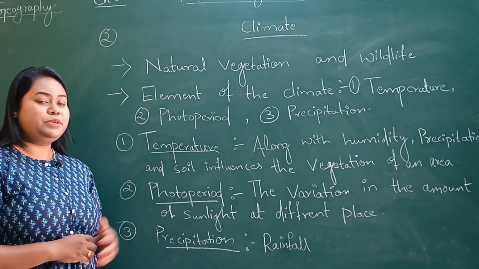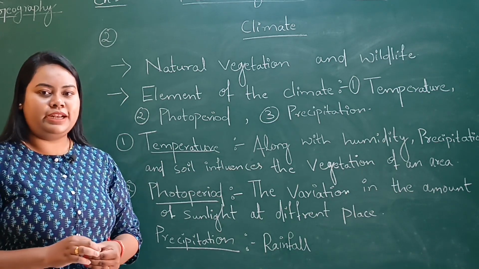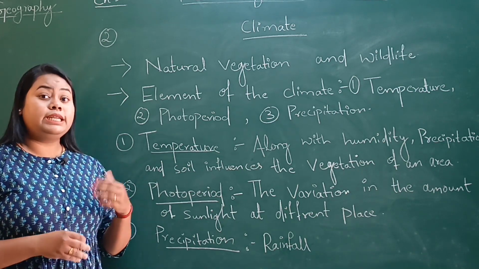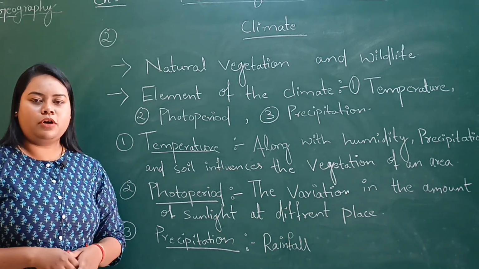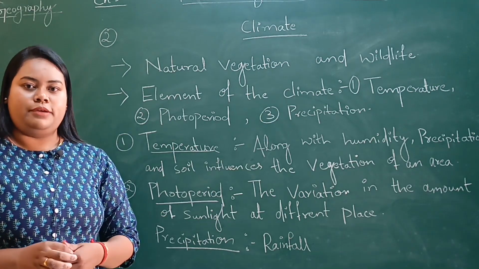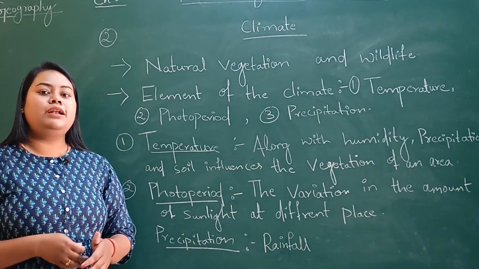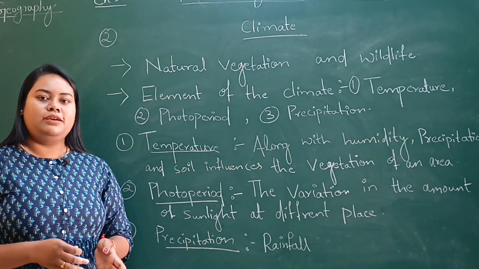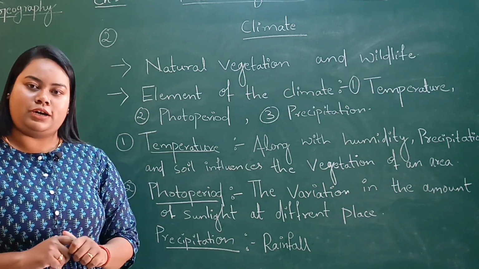Now, precipitation. Precipitation directly indicates rainfall, because in the daytime the ocean evaporates, and after that it precipitates, and after that rainfall occurs.